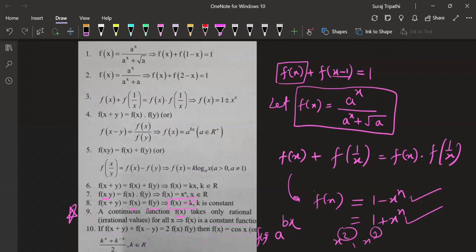Just write down all these properties. Okay, then I will discuss some questions also based on the same type of properties. Note it down, this one. Note down these properties.